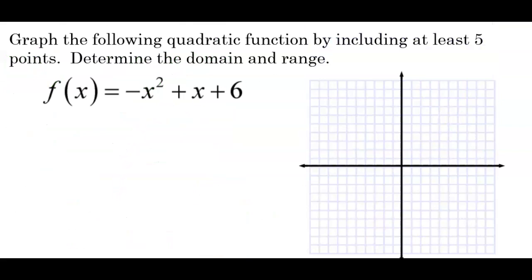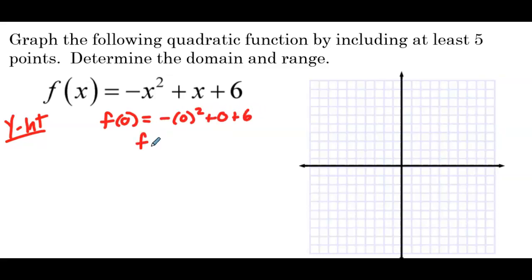Next up, we have f of x equals negative x squared plus x plus 6. So we'll start with the y-intercept. So f of 0 equals the negation of 0 squared plus 0 plus 6. So f of 0 equals, let's fix that, looks messy, f of 0 equals 6. Okay, so our y-intercept is the point 0, 6.